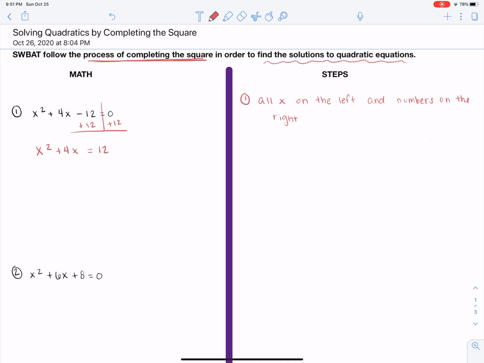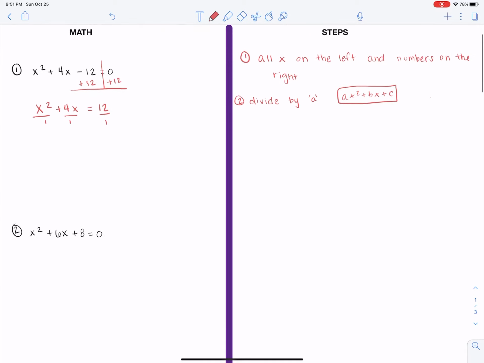All right, step 2, we're going to divide by a. Remember, you have ax squared plus bx plus c is the basic formula we're following. A is not written here, which means it's understood to be 1. If I divide everything by positive 1, it's kind of an unnecessary step because nothing changes. So I still have x squared plus 4x equals 12.